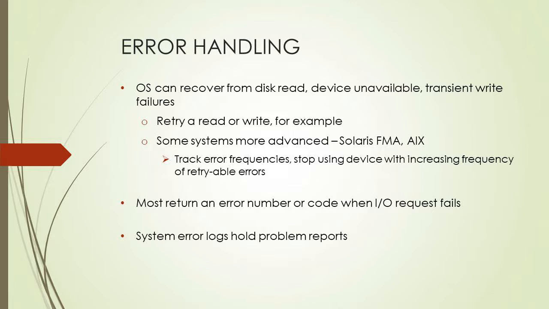Some systems are more advanced, such as Solaris FMA and AIX. They track error frequency and stop using a device with an increasing frequency of retriable errors. Most return an error number or code when an I/O request fails. System error logs hold the whole problem report.